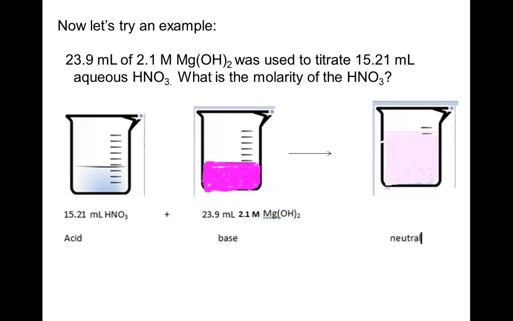In a pictorial view, again, here's my acid, my 15.21 mL of it. I don't know what its concentration is. It's going to be clear in the presence of the phenolphthalein. My base, my 2.1 molar, 23.9 milliliters of it, is going to be magenta in color. When I mix the two of them together, I will be neutral. I will be at that just hint of pink. And again, I'm calling my nitric acid my unknown. It's unknown because I don't know its concentration. I'm going to call my base my known because not only do I know its concentration, I also know what volume of it I used. So I know both of those pieces of information.